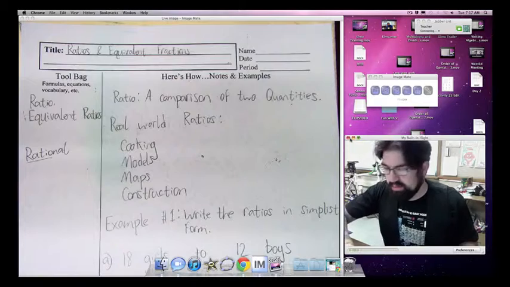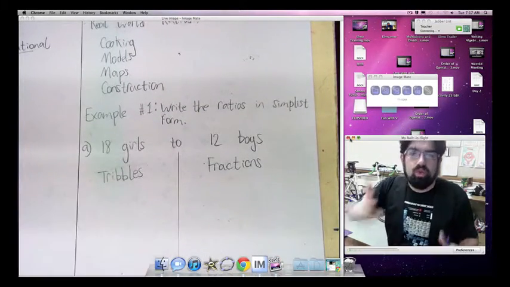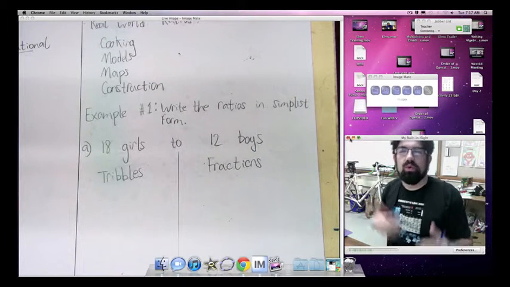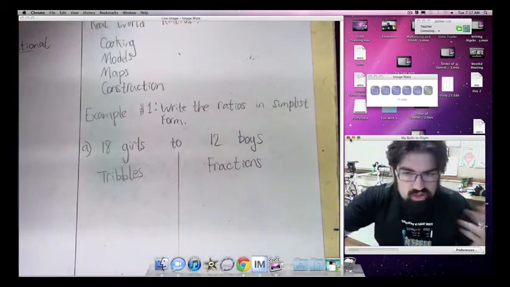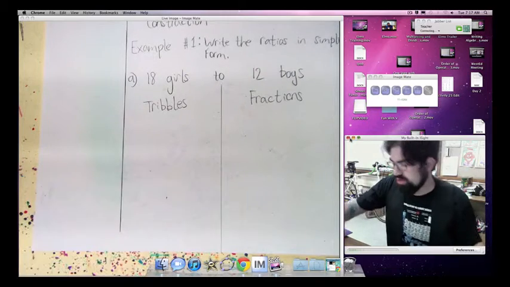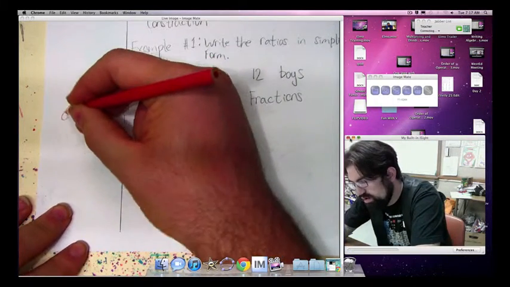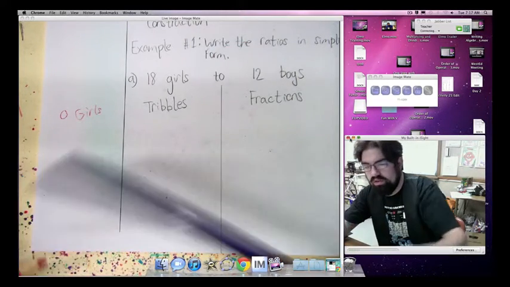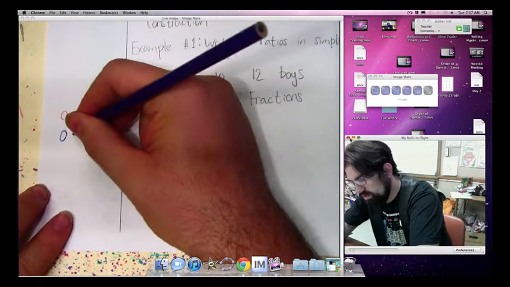So here we go. Example number 1. You might be asked a question to write the ratios in simplest form. Try and think about what that means. I don't want to do the fractions one yet, because fractions is the way you'll probably end up doing it most of the time. We'll go with triples. I will draw in red girls, and I will use purple for boys.